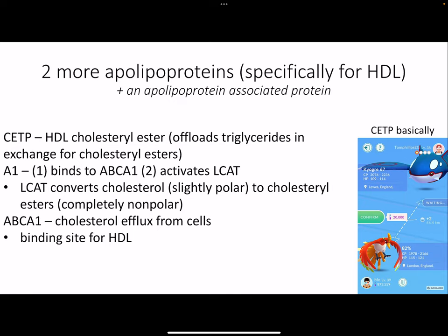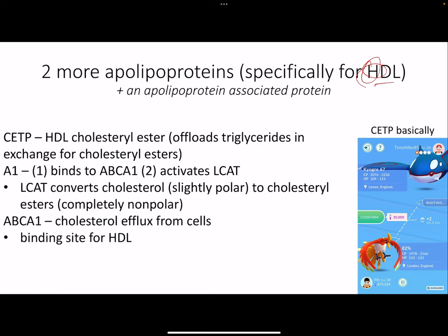All right, more apolipoproteins. So now on HDL specifically. HDL has a lot of proteins that it is gifting to others, but it also has some of its own proteins that it uses for itself. Again, this is high density of proteins, meaning not a lot of lipids. Some, but not a lot.